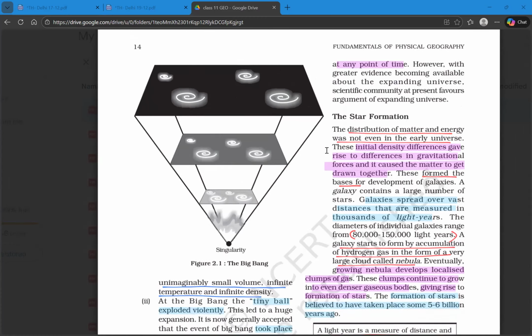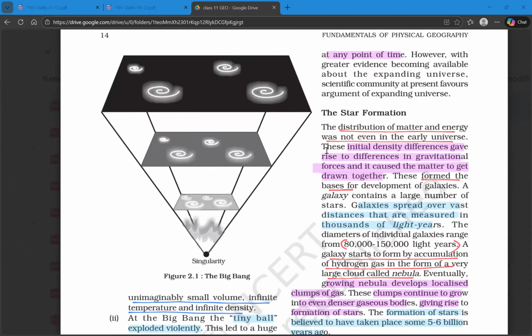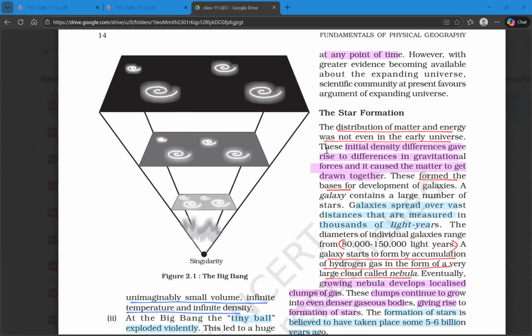And the next topic is star formation. In the universe, the distribution of matter and energy was not even. These initial density differences gave rise to differences in gravitational forces, and it caused the matter to get drawn together. These form the basis for the development of galaxies.